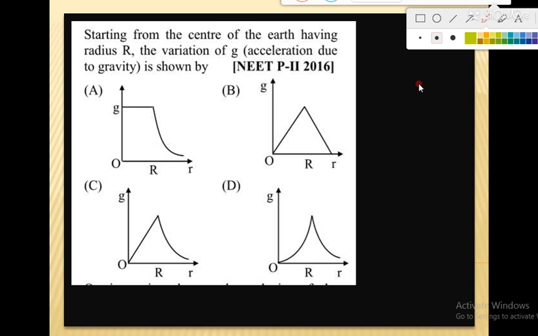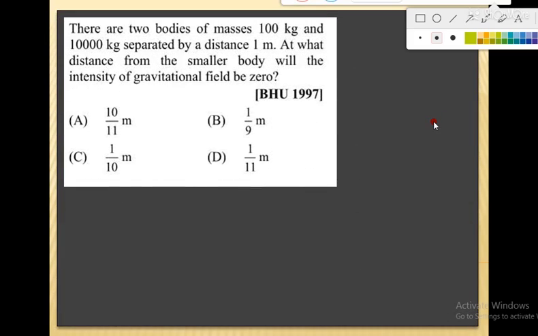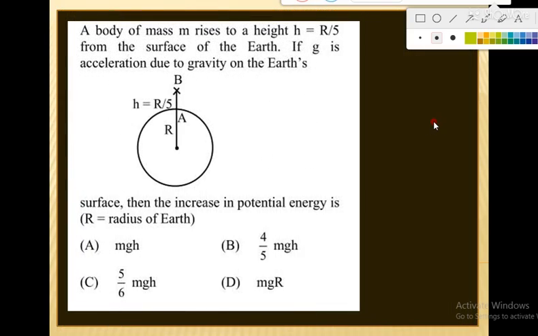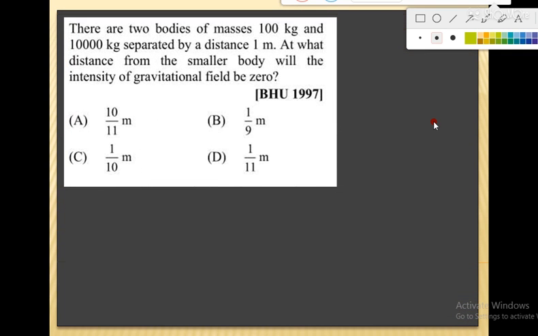Now we are moving to the question number 6. Okay, so here are the 2 questions, and there are 2 bodies, mass 100 kg, mass 10,000 kg, separated by distance 1 meter. At what distance from the smaller body the intensity of gravitational field will be 0. So I am giving you this question. आप इस क्वेश्चन को खुद करेंगे. Try 1 to 2 minutes. Time will be provided. Pause the video. This is question number 6.